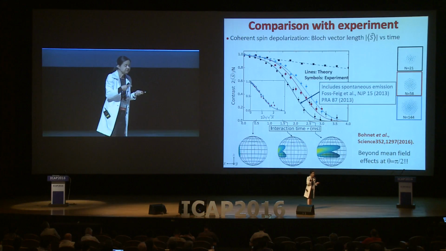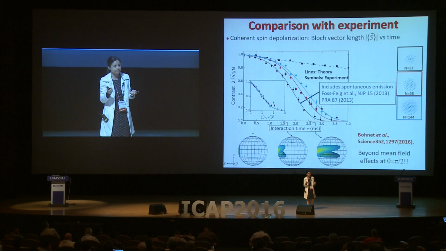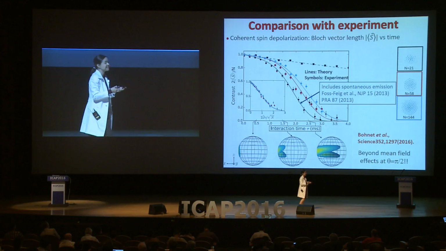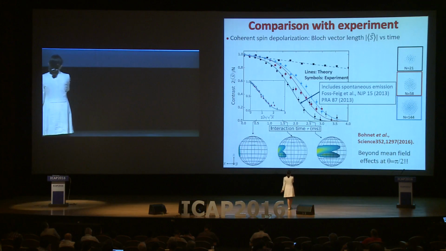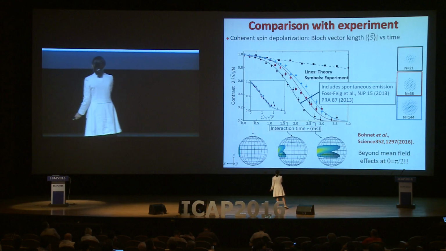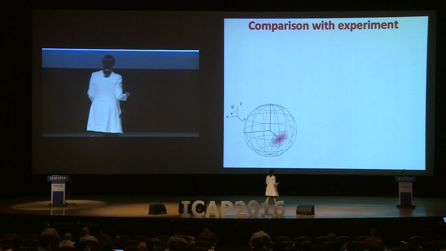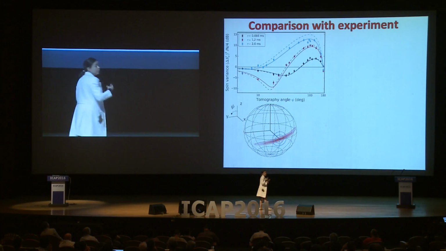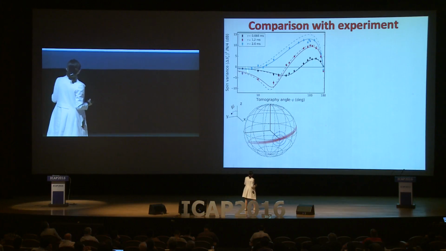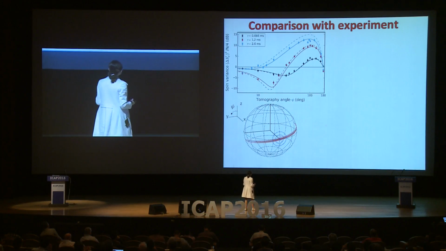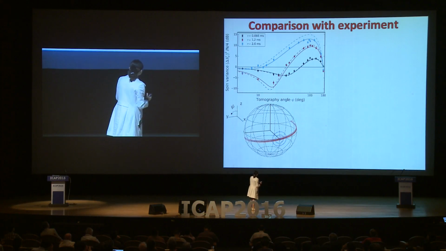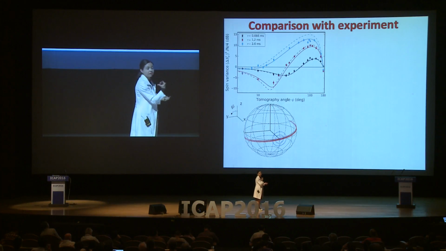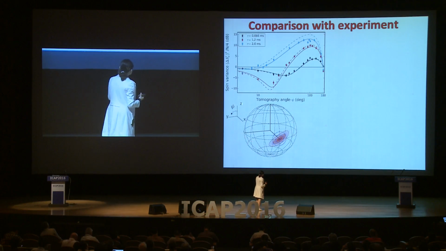However, this is not telling anything about entanglement. So let's try to see if we can see entanglement. That was the next type of measurement that was done. In order to measure entanglement, we need to measure the variance. So these are experimental measurements of the variance with respect to the tomographic angle. We wanted to measure the variance at an angle perpendicular to the direction of the Bloch vector, and we want to vary this angle. This is here.